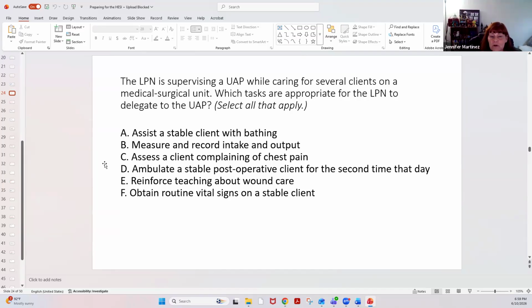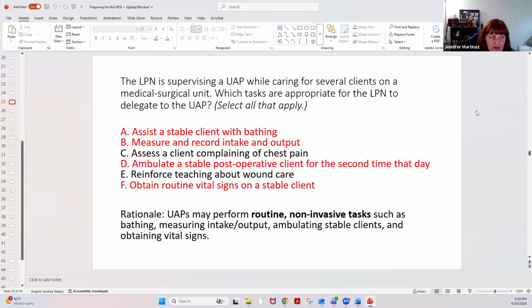All right. So let's work through this one together. Can a UAP assist a stable client with bathing? Yes. Can they measure and record I&O? Yes. Can they assess a client complaining of chest pain? No. Can they ambulate a stable post-op client for the second time that day? Yes. Can they reinforce teaching about wound care? No. Can they obtain routine vital signs? Yes.